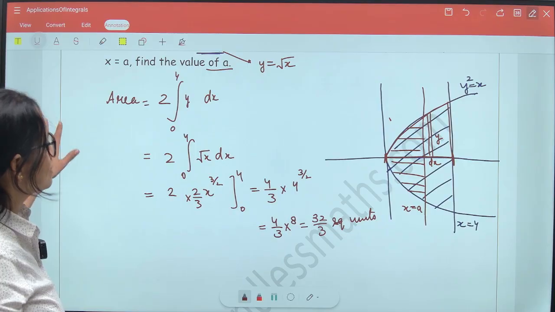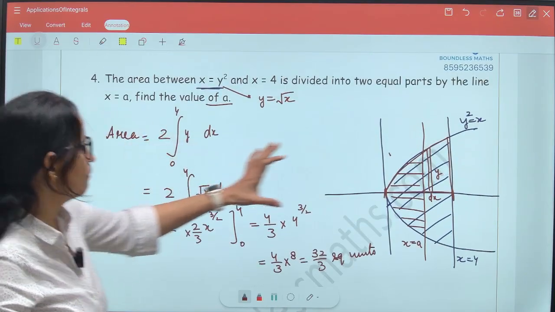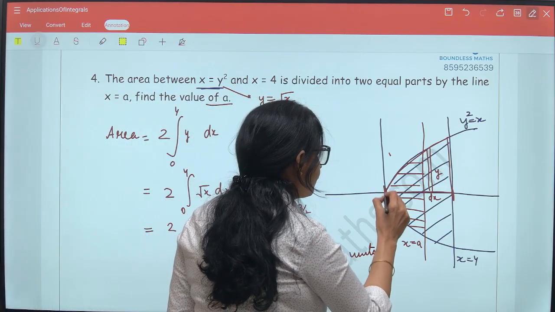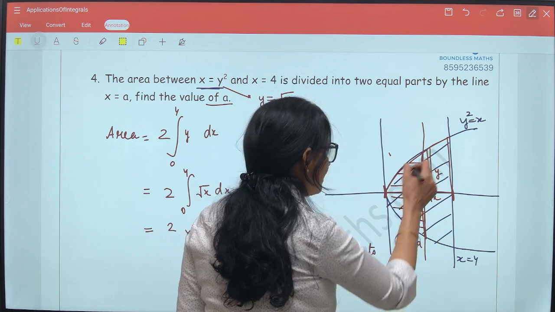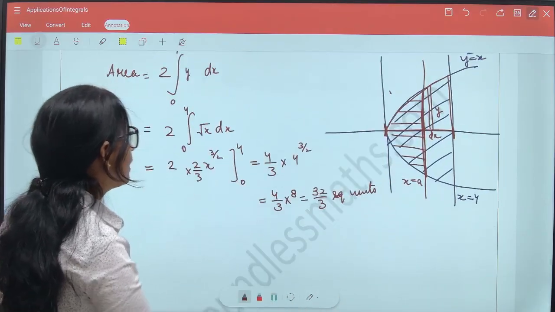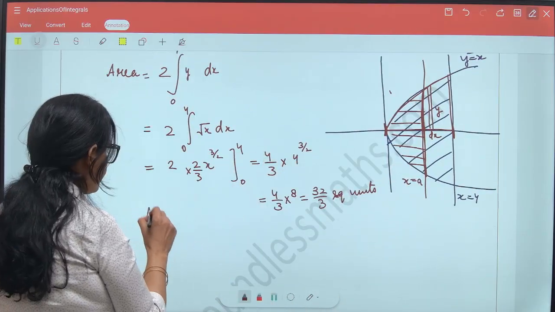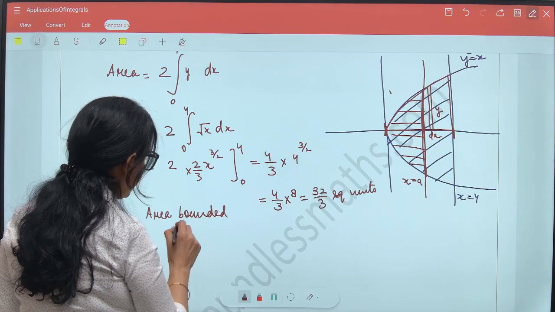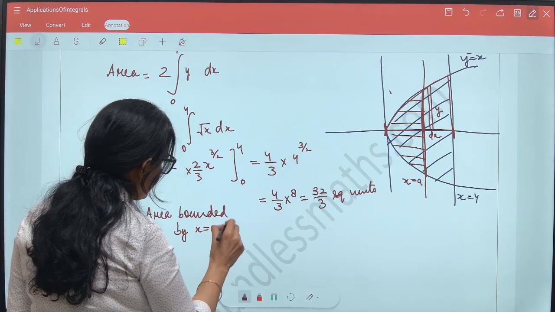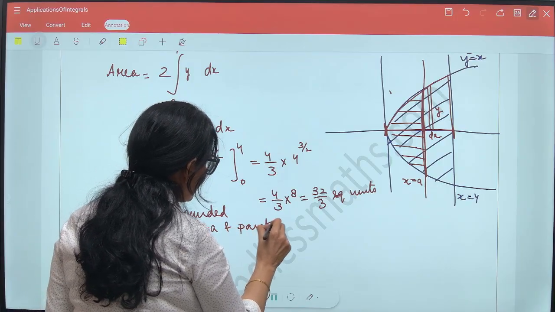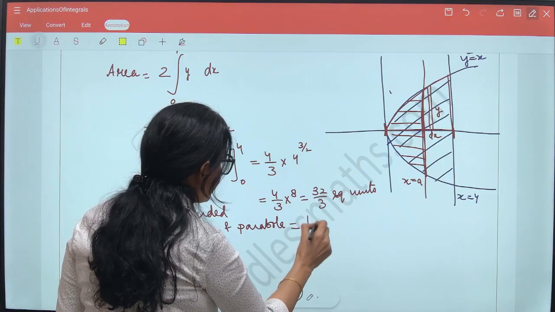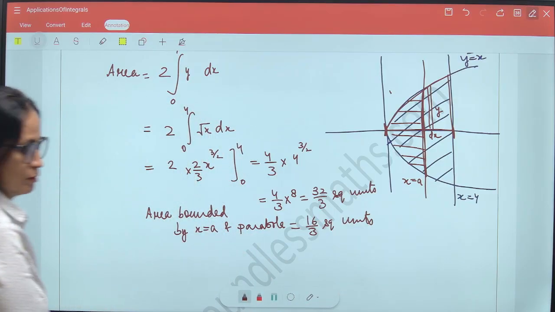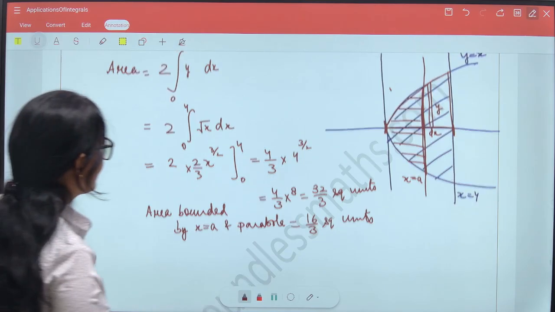Now the question says the straight line x equals a divides this complete area into two equal halves. So that means the area bounded by origin and this straight line and this parabola is half of this total area. So the area bounded by x equals a and parabola is half of 32 by 3, that becomes 16 by 3 square units. Right, 16 by 3. So let's find this area now.